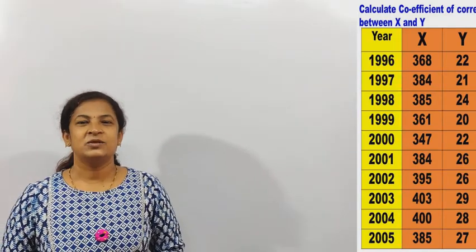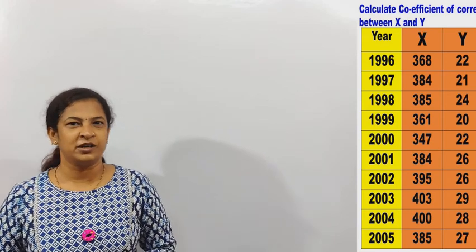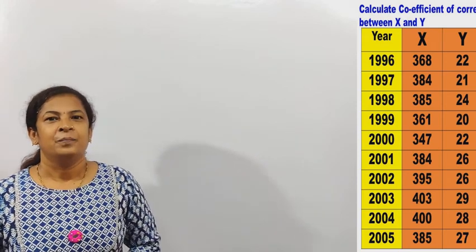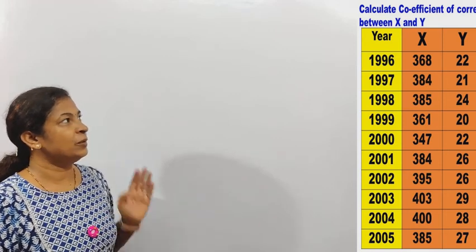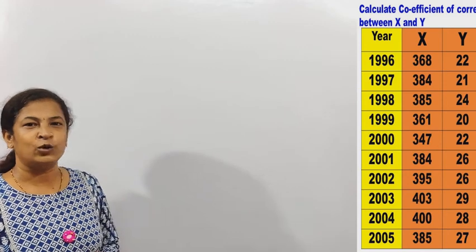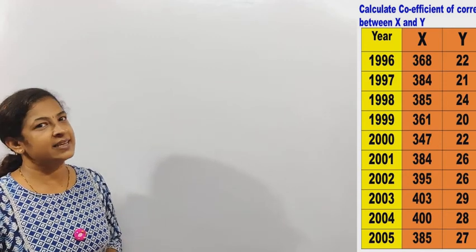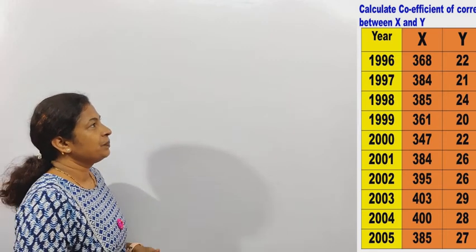E-learning. In this video, I am going to show how to calculate Karl Pearson's coefficient of correlation. Here, look at the problem. They have given data about year and x and y. You have to calculate the correlation coefficient between x and y. First, take down the data.